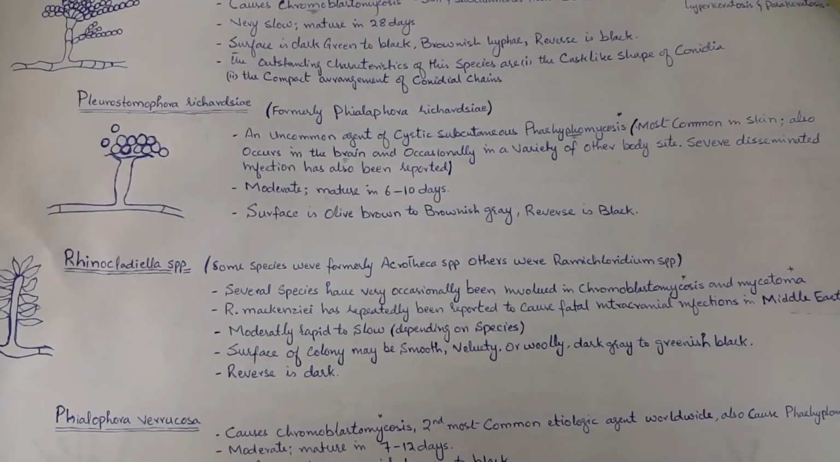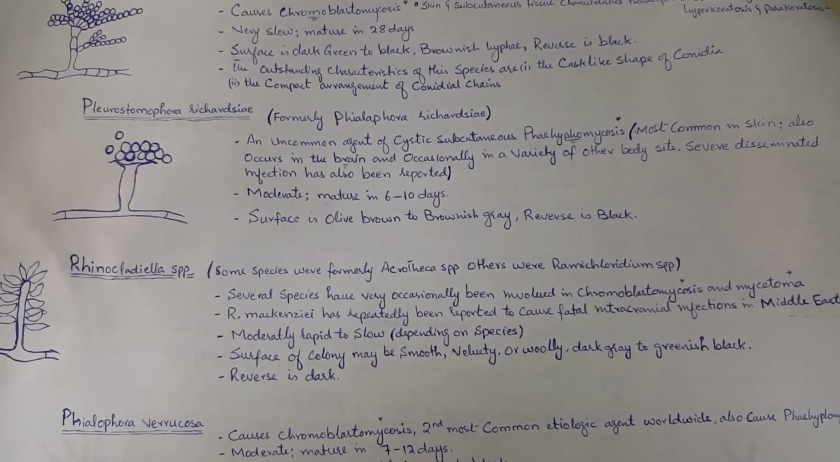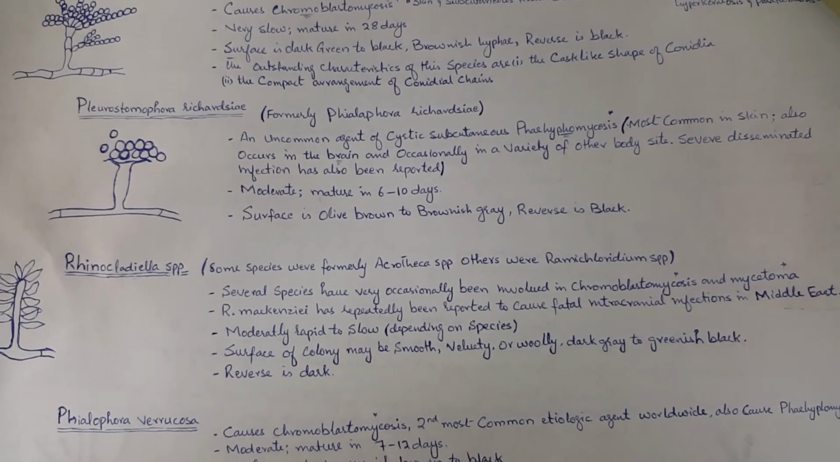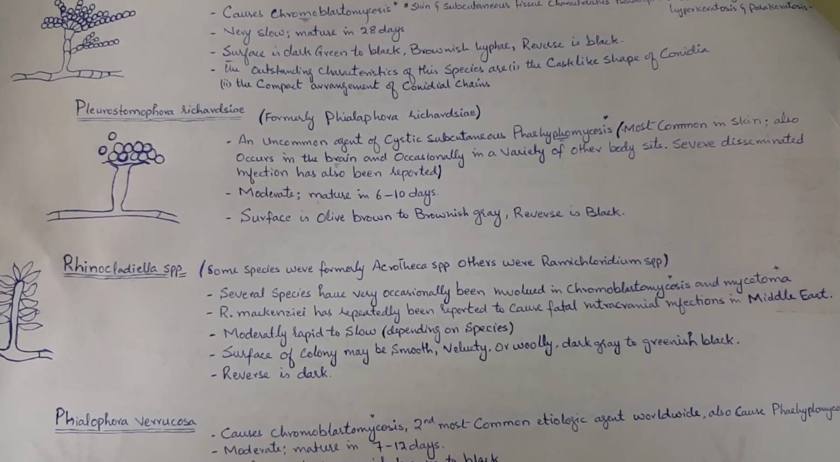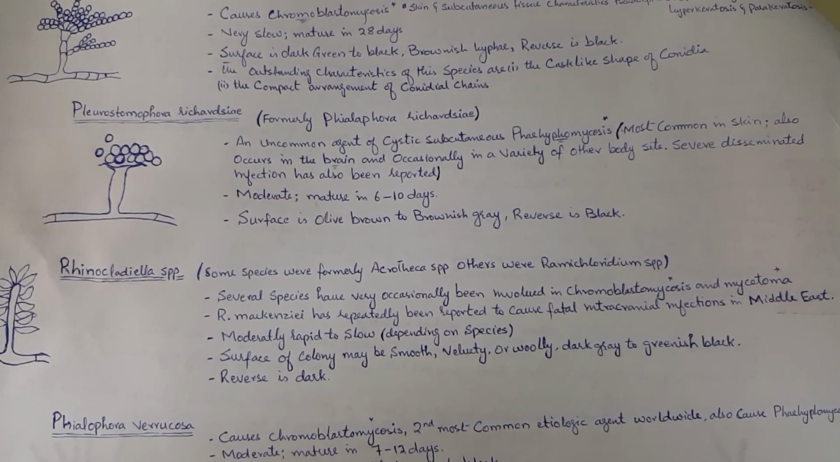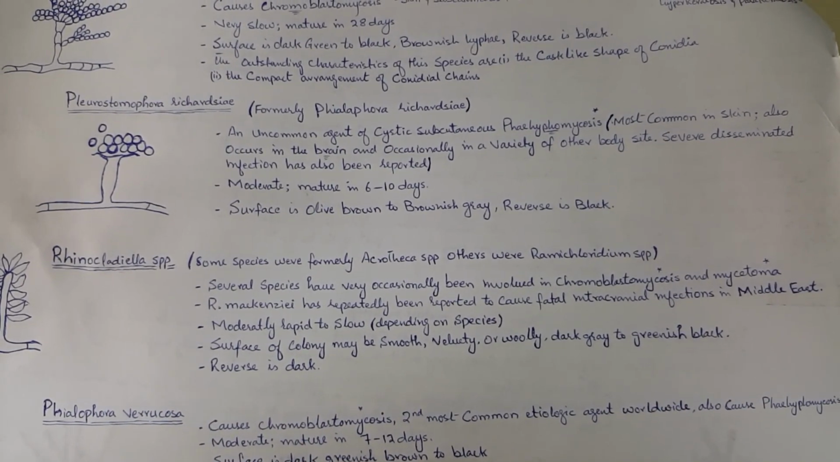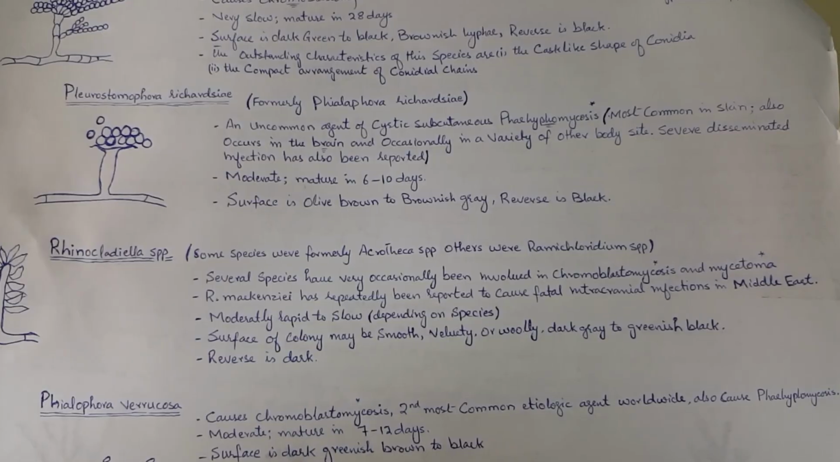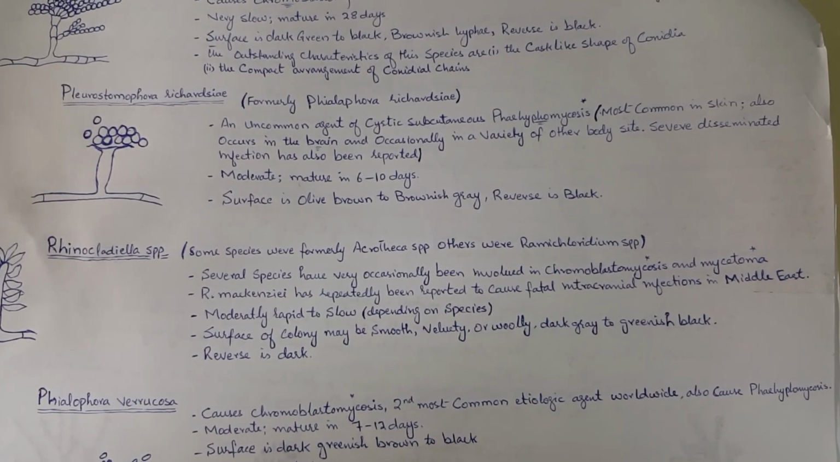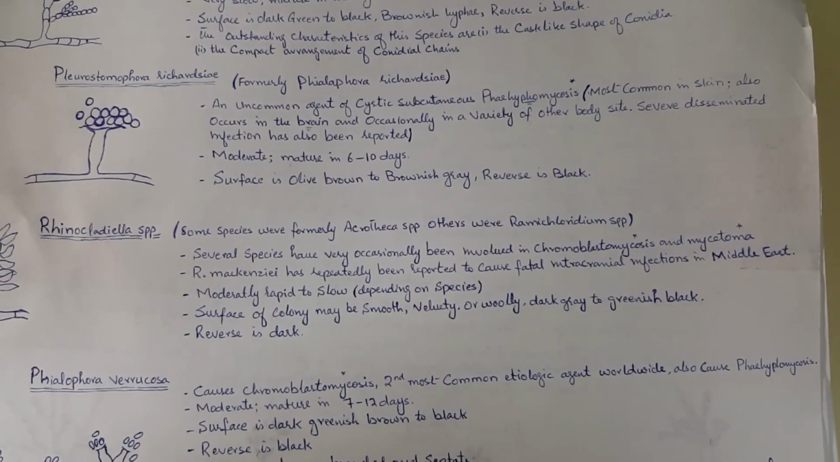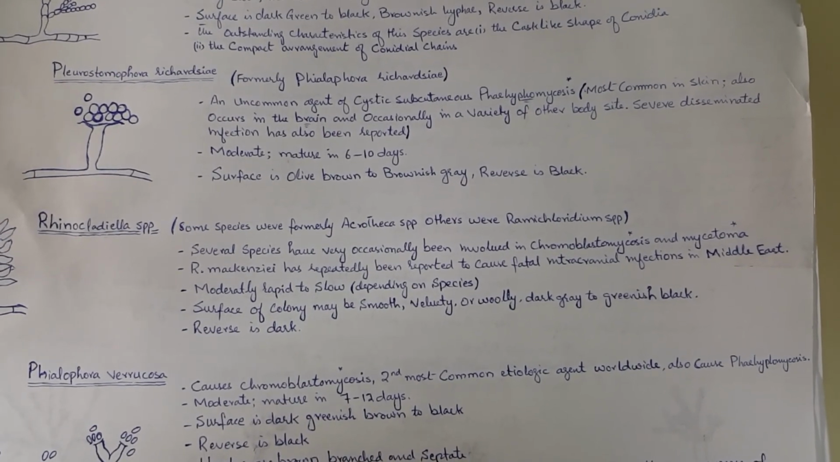Exophiala richardsiae, formerly also called Phialophora richardsiae, is an uncommon agent of cystic subcutaneous phaeohyphomycosis, most common in the skin, and it also occurs in the brain and occasionally in a variety of other body sites. Severe disseminated infection has also been reported. It is moderate, maturing in 6 to 10 days. Surface is olive brown to brownish gray and the reverse is black.